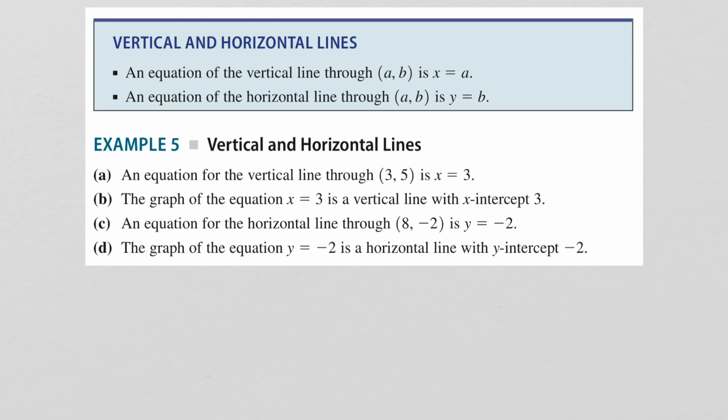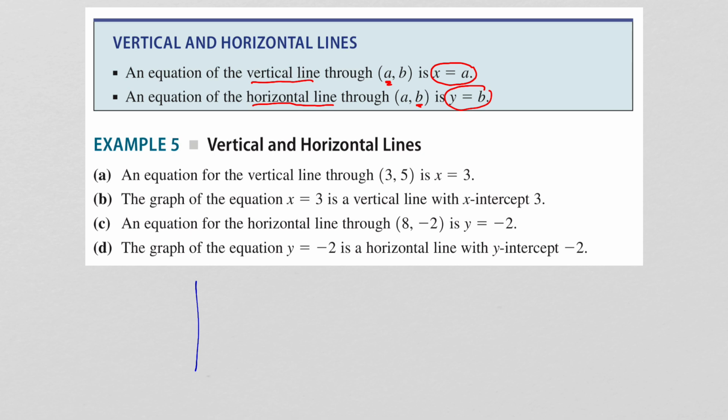Vertical and horizontal lines are special. So an equation of a vertical line is simply x equals a number. That would be the vertical line through some point a, b. It's just going to be x is equal to the x coordinate of the point. And a horizontal line through the same point a, b is just going to be y equals b. So for example, an equation for the vertical line through the point 3, 5 is x equals 3.